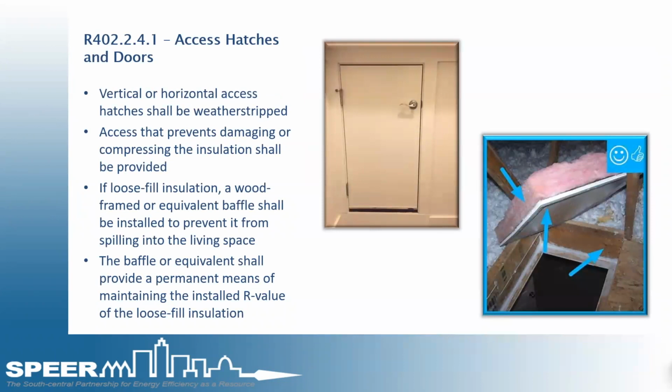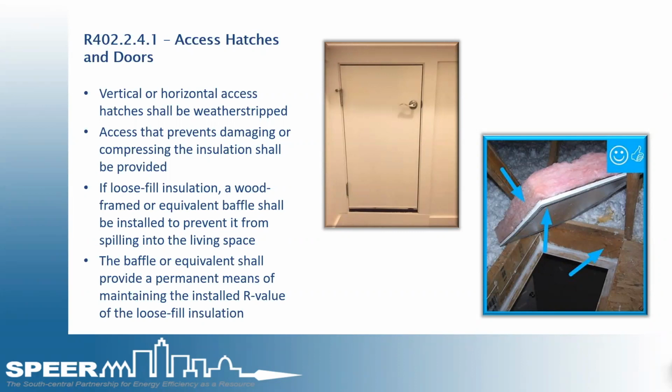So, access hatches and doors. Vertical and horizontal access hatches need to be weather stripped. Access to prevent damage or compression of the insulation shall be provided. If any loose fill insulation, a wood frame or equivalent baffle shall be installed to prevent any of it from spilling into the living spaces. And then the baffle or equivalent shall provide a permanent means of maintaining the R value of the loose fill insulation. In other words, protect it as much as can be done.